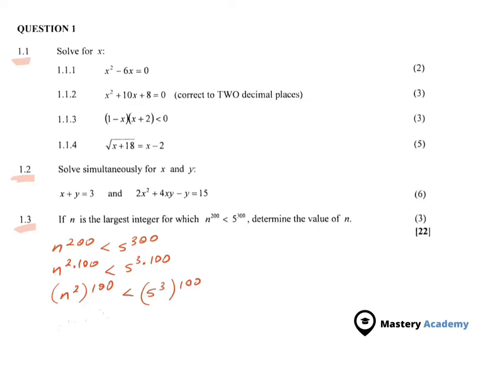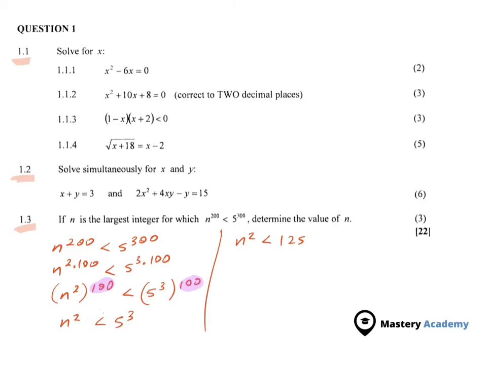In fact, because we have two exponents that are the same, we can get rid of them. We can lose these exponents and deal with the bases. So getting rid of these exponents, we are left with n to the power of 2, which is less than 5 to the power of 3. Now n to the power of 2 is less than 5 to the power of 3 can be written as 125.